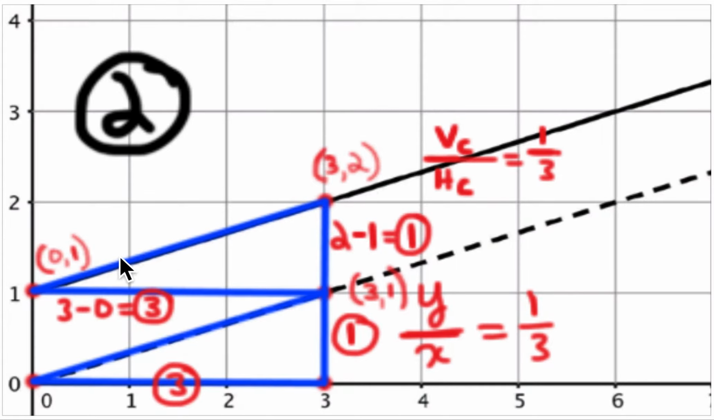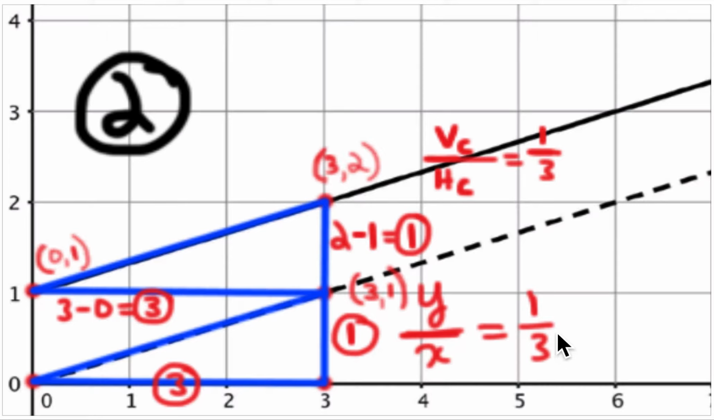You can get that mathematically. Once again, 2 minus 1. These are the y coordinates: 2 minus this 1 equals 1. And these are the x coordinates: 3 minus this 0 is 3. So the vertical change compared to the horizontal change is 1 to 3, or 1/3, which has to be the same as the dotted line because they are just translations of each other. They're parallel. They have the same slope.